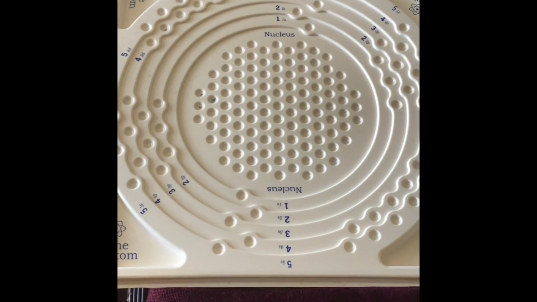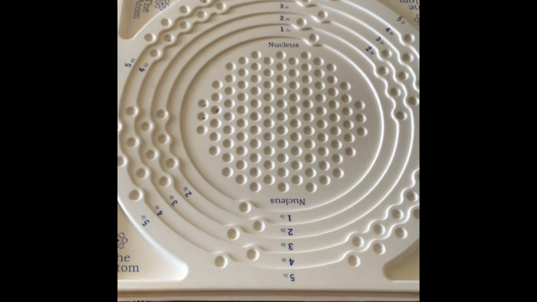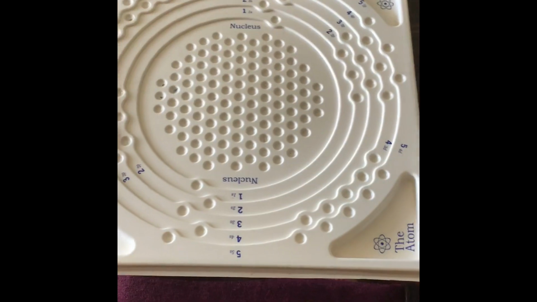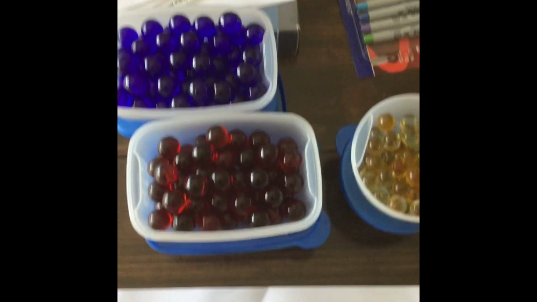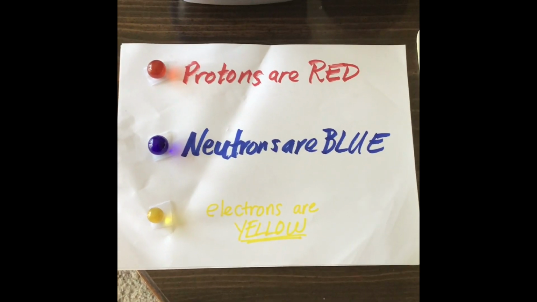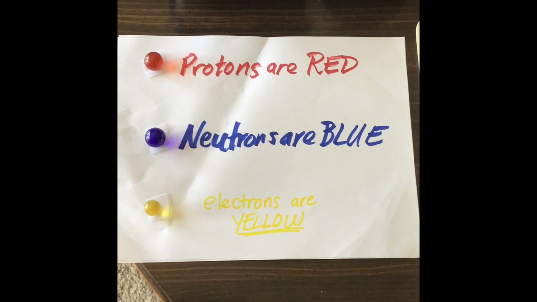We are going to use marbles to represent our subatomic particles. Subatomic particles means protons, neutrons, and electrons. So here are our marbles we're going to use, and they're different colors. So you just have to remember that. Protons are red, neutrons are blue, electrons are yellow, and I love you.